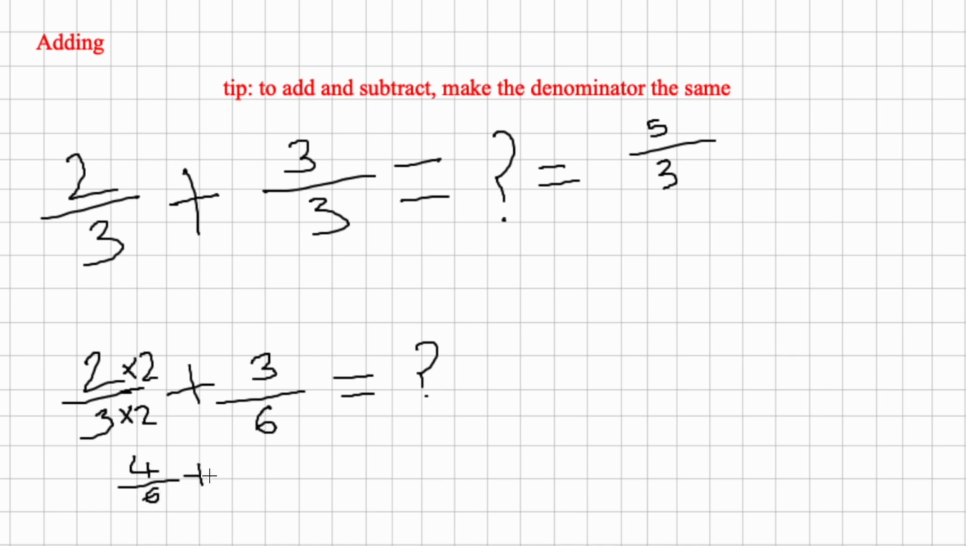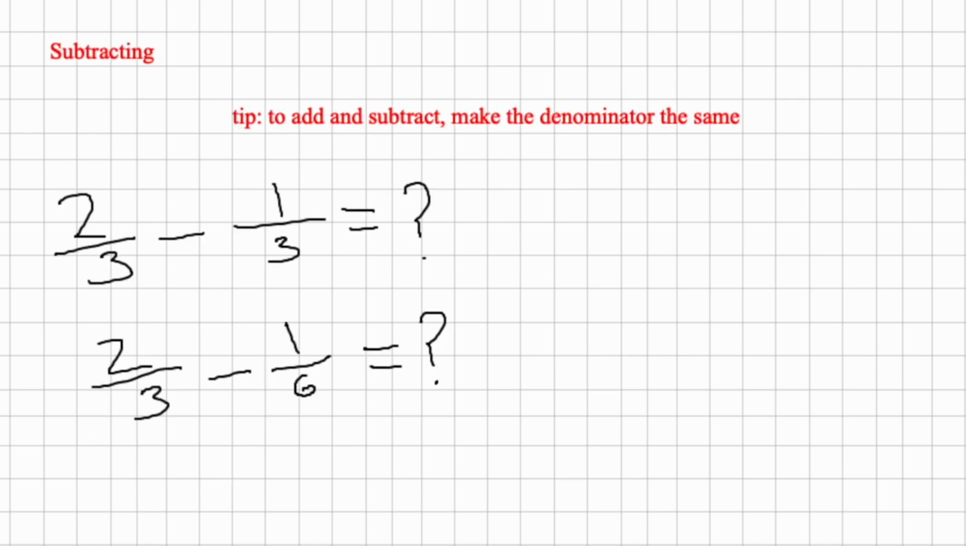So now if you look at it, the denominator matches, giving us 4 add 3 is 7 and 6. Okay, so the key tip is to make sure the denominator stays the same. Okay, then all you need to do is just add them together.